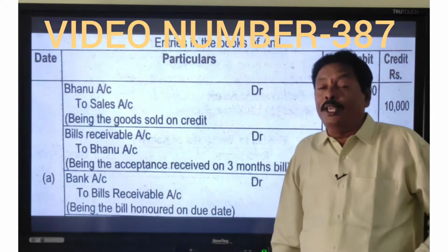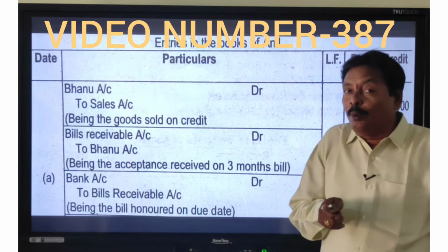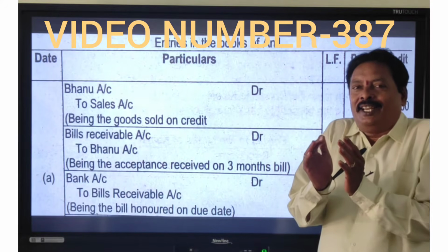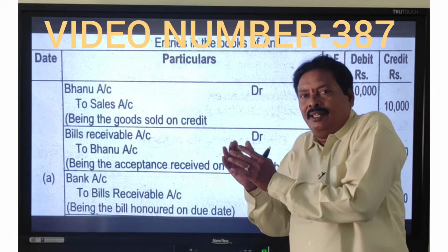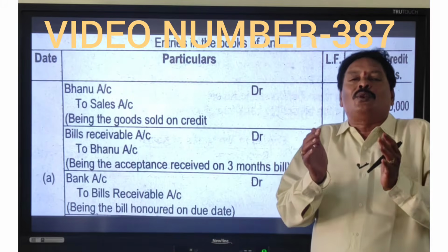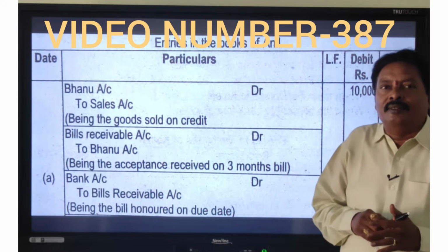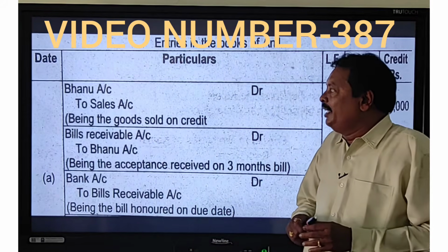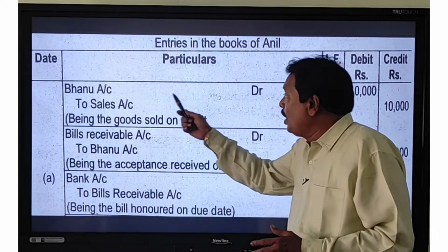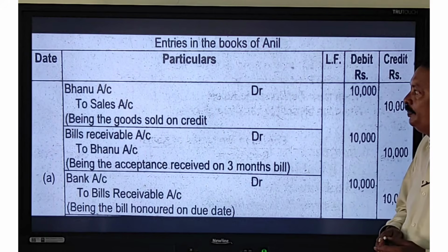Who draws? Who is the trader? Anil is a trader. Who sold goods to Banu? Anil sold goods to Banu. So the first transaction that occurred in the problem is Anil sold 10,000 worth of goods to Banu. For this transaction, first of all we have to write the entry for sales. That's why we have to write Banu account debtor to sales account 10,000 rupees.